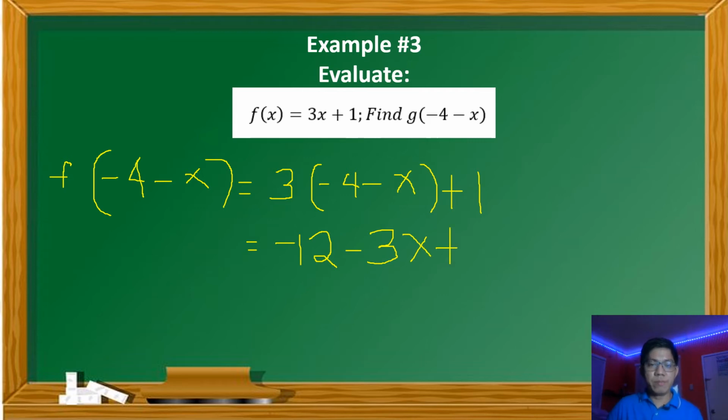plus 1. So distributive property, i-distribute lang natin. Then it is equivalent to negative 3x, tapos combine like terms. Negative 12 plus 1 is negative 11. So therefore, the answer is negative 3x minus 11.